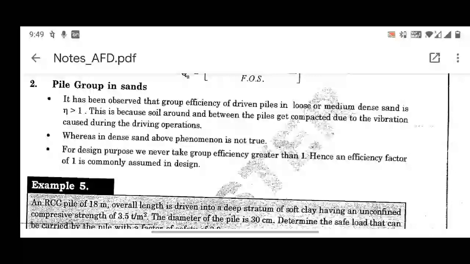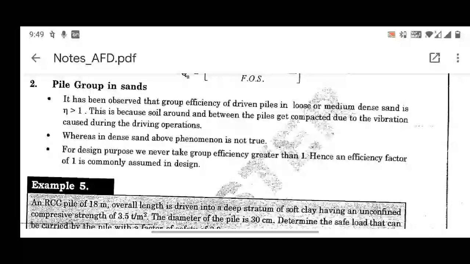So it is quite obvious whenever you have driven piles installed in sands. In loose to medium dense sand, we have already seen that when we install a driven pile into the ground, the pile will compact the soil around it. That is, the nearby soil will get densified. That is why we get an efficiency greater than 1.